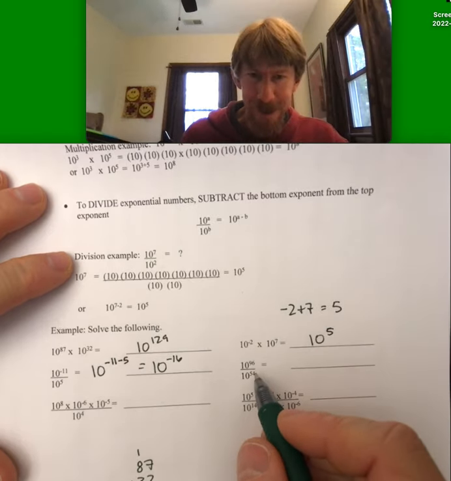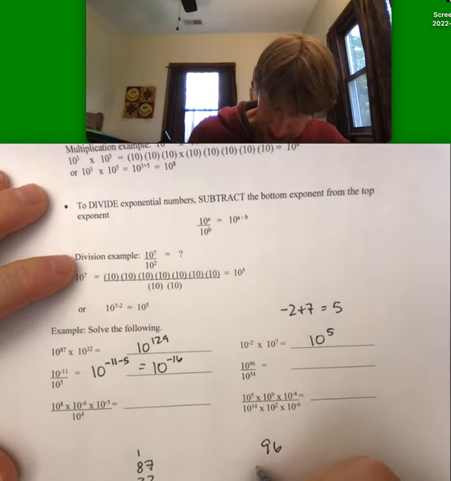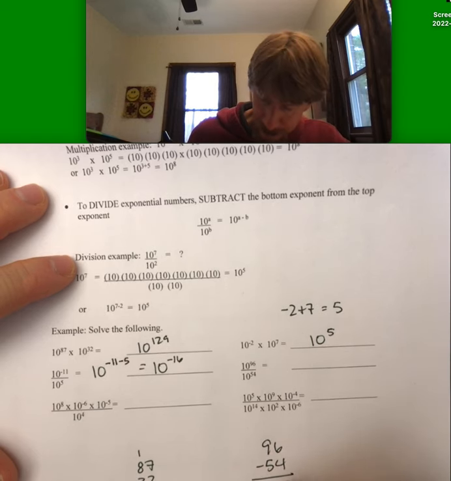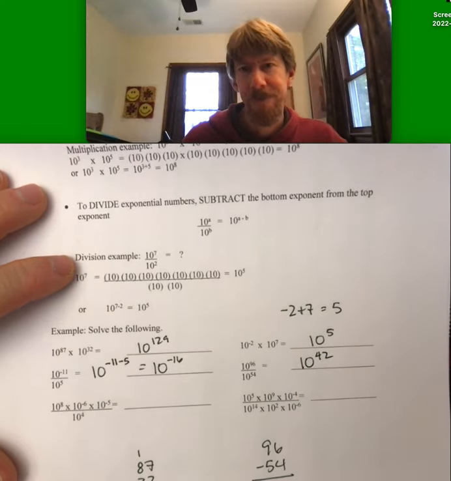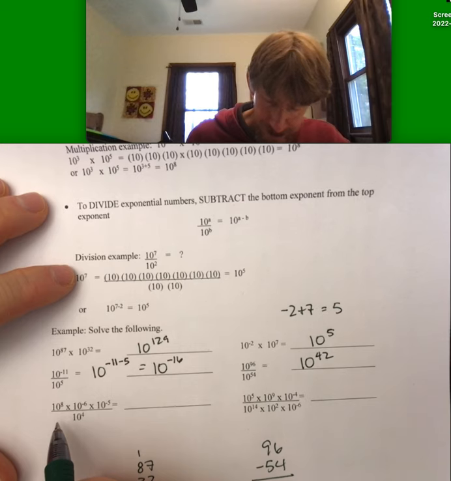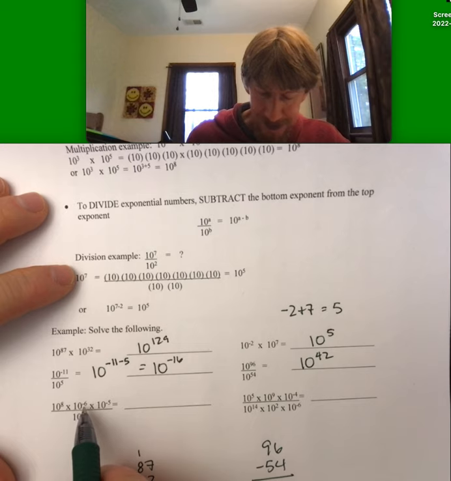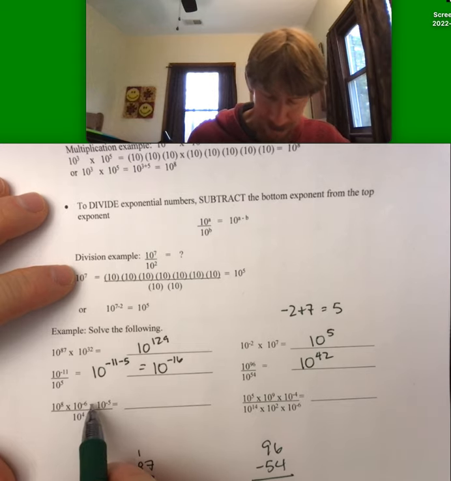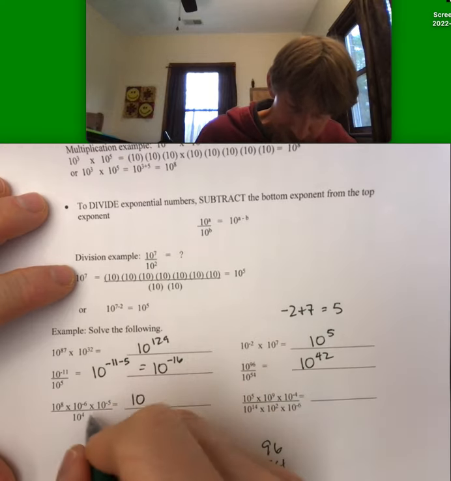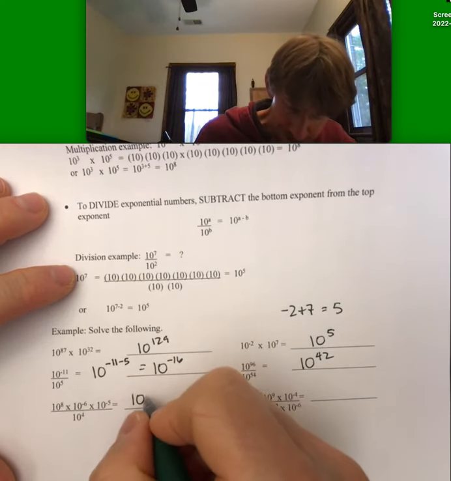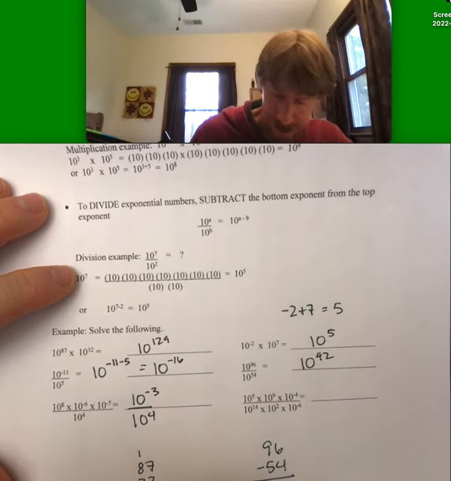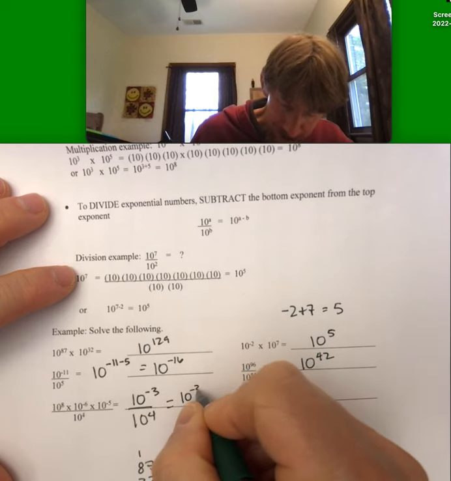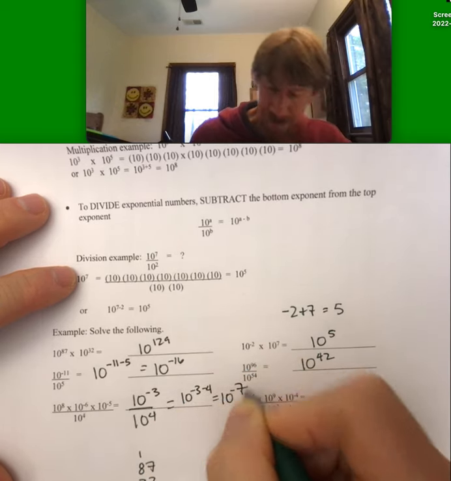Here, I'm going to have to go get my numbers here. So 96 minus 54, that is positive, 10 to the 42nd. And getting more complex here, all right, 8 plus negative 6. Well, let's see, this is minus 11. So this is going to be 10 to the minus 3 over 10 to the 4th, which equals 10 to the minus 3 minus 4 equals 10 to the minus 7.